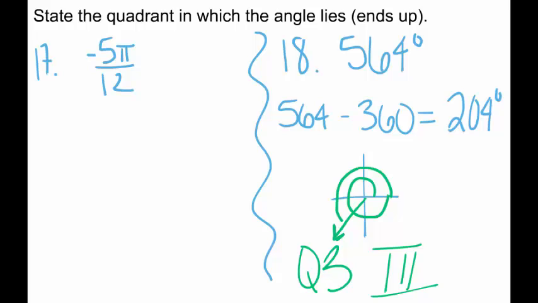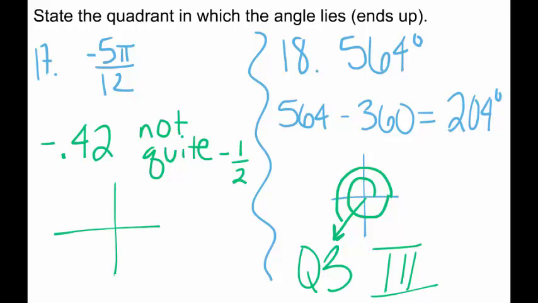When we get to the radians ones, don't panic. Forget about the pi for a second. If I do negative 5 over 12 on my calculator, I get negative 0.42. So it's not quite negative 1/2. I know where half of a pi is. Positive 1/2 pi, pi over 2 is up here. So that means that negative 1/2 pi is below. And it's not quite there. It's a tad bit smaller. So that means it doesn't quite get all the way to negative 1/2 of a pi. It stops short of 1/2 of a pi. It falls within quadrant 4.